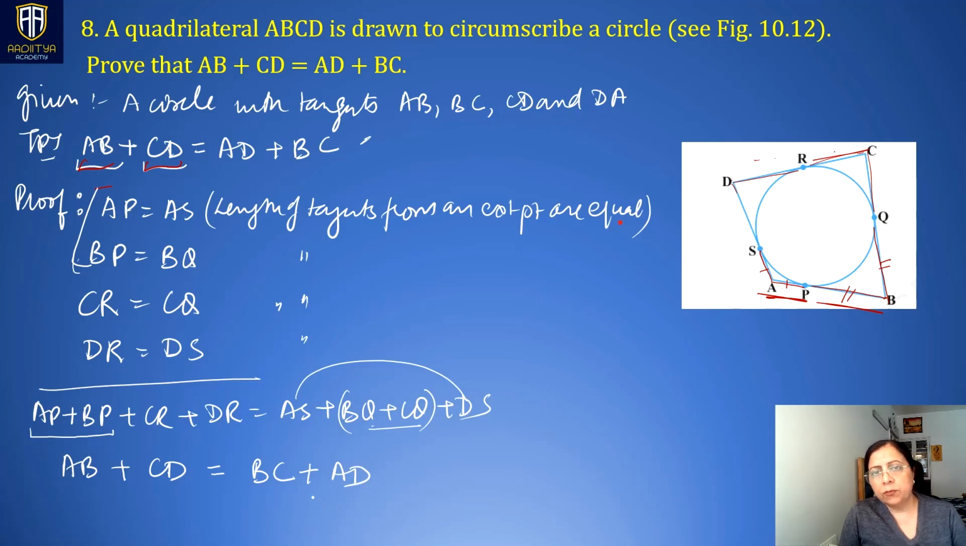Right? So if you need to get the same answer in one go, you need to be careful while writing the parts and making these equations. This is what we needed. AB plus CD is equal to BC plus AD. Right? Hence we have proved.